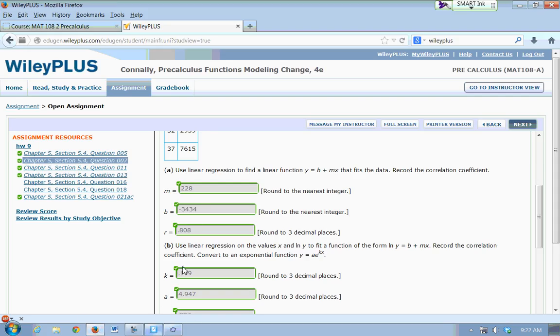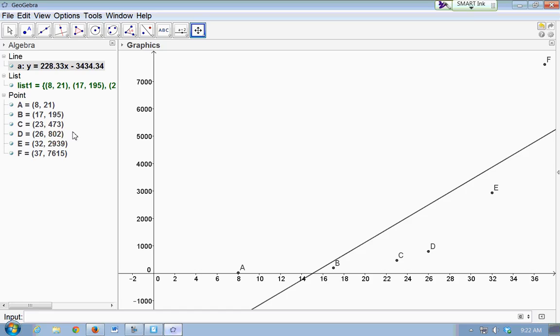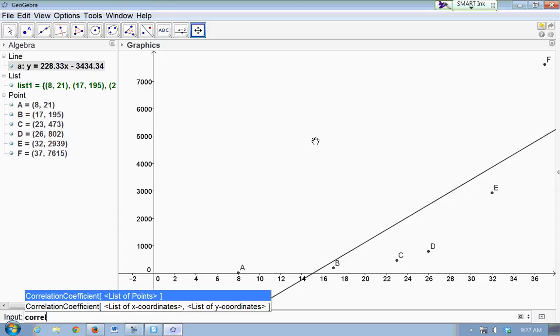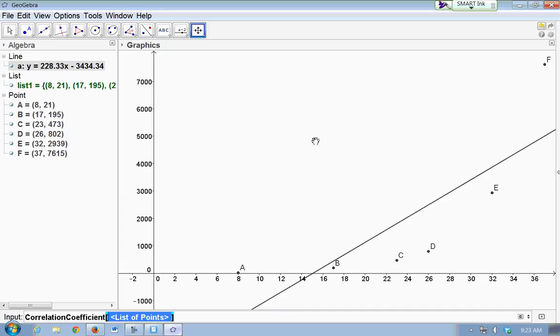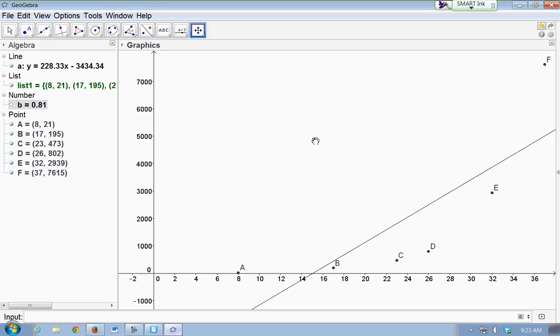And then if you want the correlation coefficient, in your calculator, it automatically comes up. In here, you have to give another command, correlation coefficient, and then the list of points, which is list 1. And we get a correlation coefficient. They named it B, but it's just the correlation coefficient, and it's 0.81.